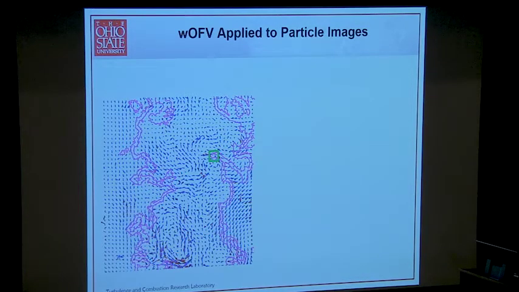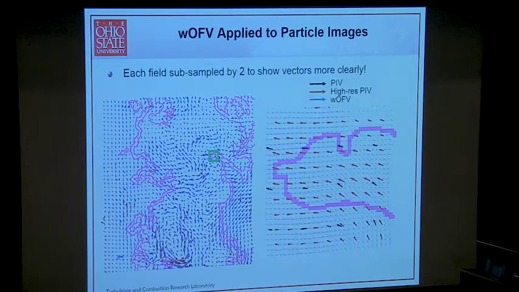Let's say we zoom in just on this bulge, and let's subsample everything by a factor of 2. If we use conventional PIV, I still think it's 16 by 16 with 70% overlap, you end up with these black vectors. Then the high resolution, which is a 12 by 12 with 75%, you end up with the red vectors. And if you use the optical flow, because we get a velocity vector per pixel, that's the blue. So the amount of information contained in this little bulge is quite nice.